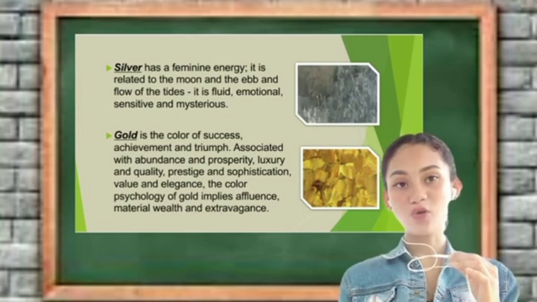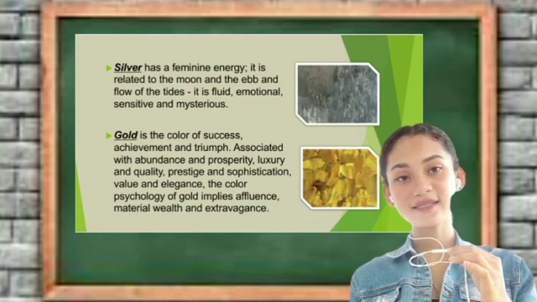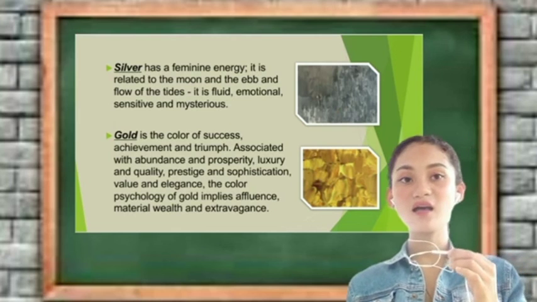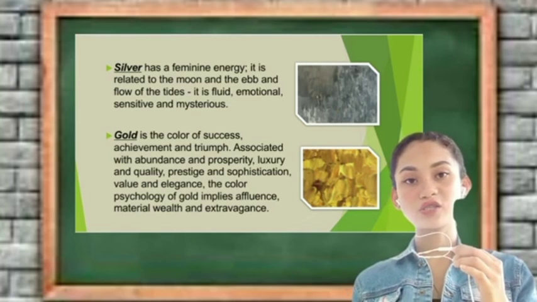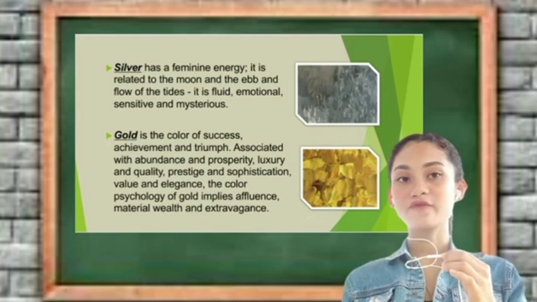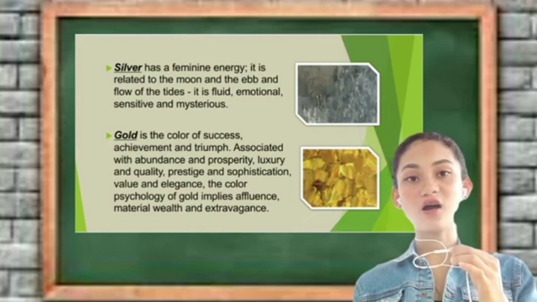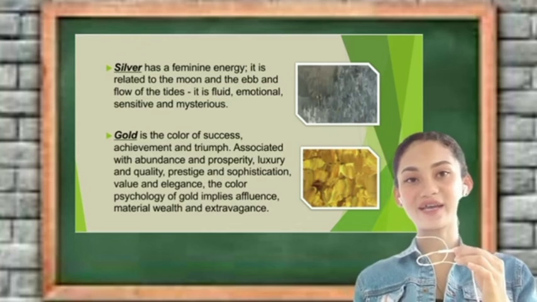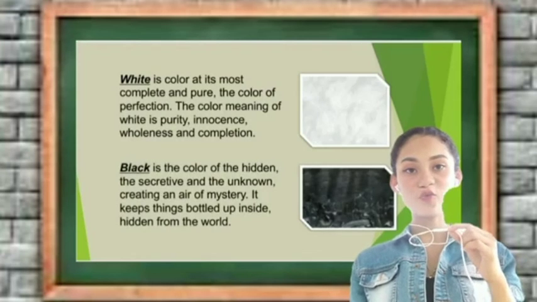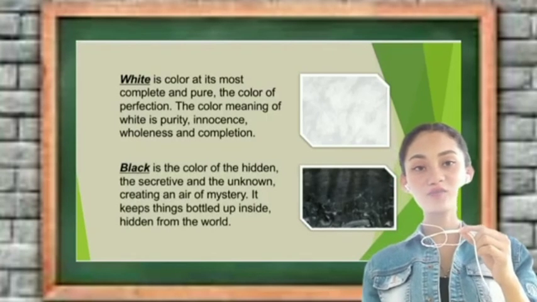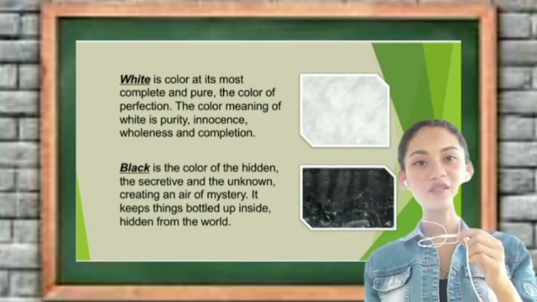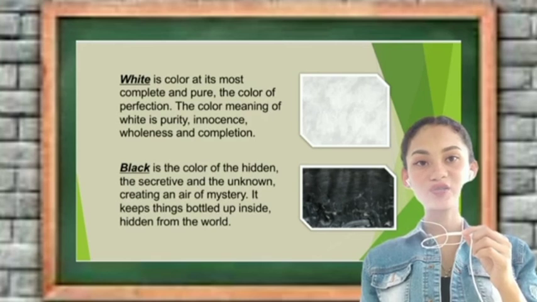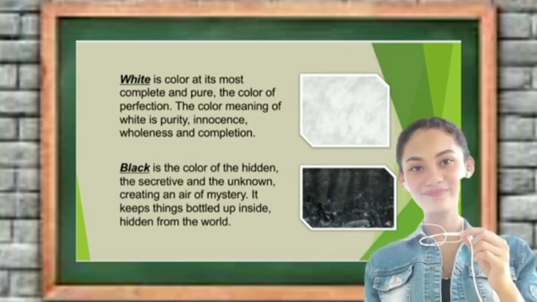The next color is gold. Gold is the color of success, achievement, and triumph. Associated with abundance and prosperity, luxury and quality, prestige and sophistication, value and elegance, the color psychology of gold implies affluence, material wealth, and extravagance. Next color is white. White is the color at its most complete and pure, the color of perfection. The color meaning of white is purity, innocence, wholeness, and completion.